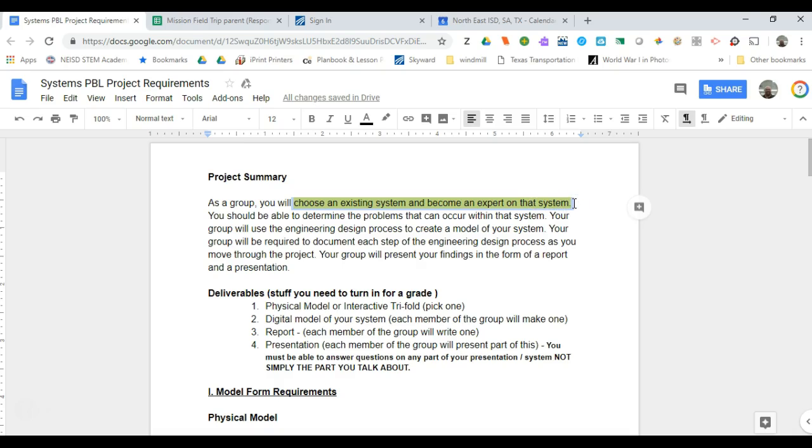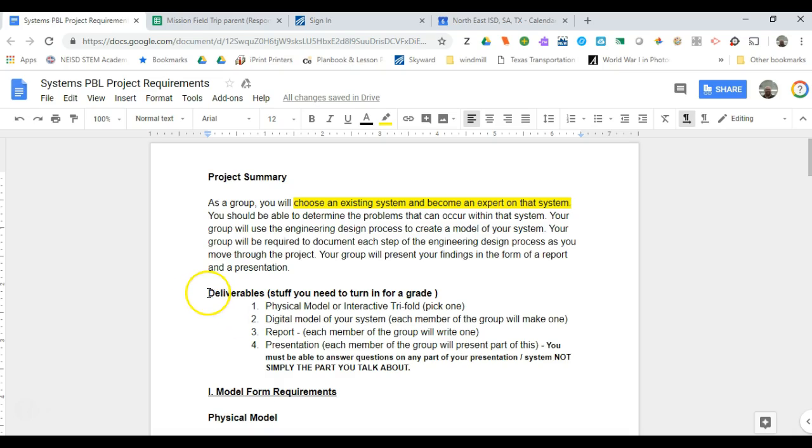You're going to choose an existing system, so it has to be real, like in the world. We're not talking about Battlestar Galactica kind of thing. No, sorry. You've got to come up with a real system that actually exists, and you're going to become an expert on that system. Things that you should be able to do are determine the problems that can occur within that system. You will design a physical model and a digital model.